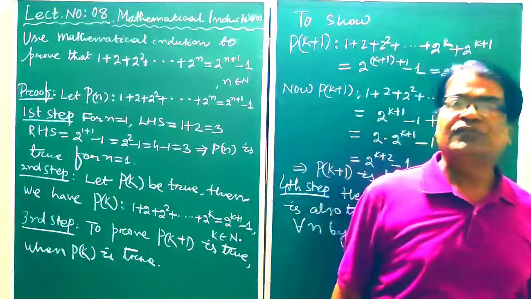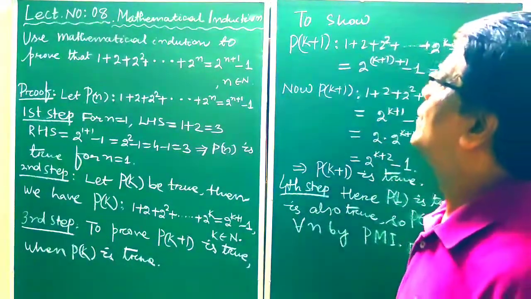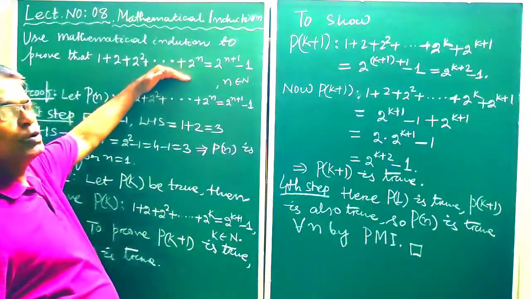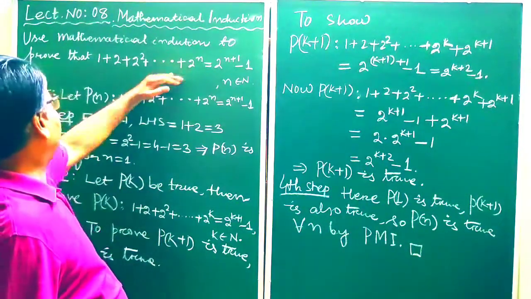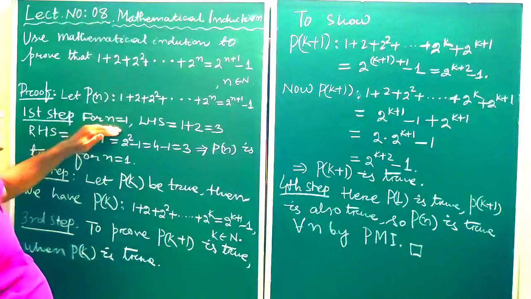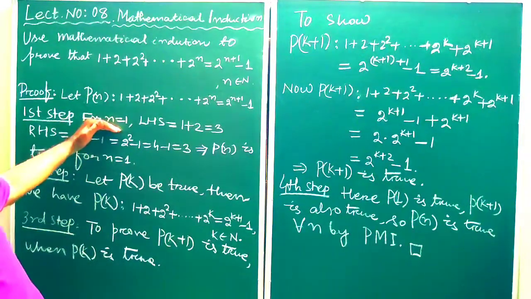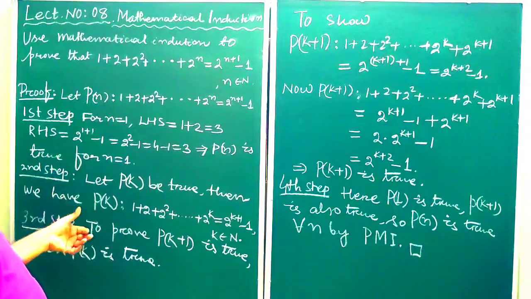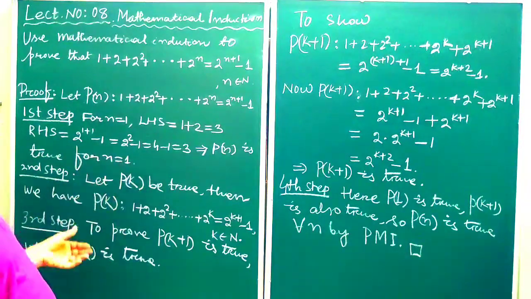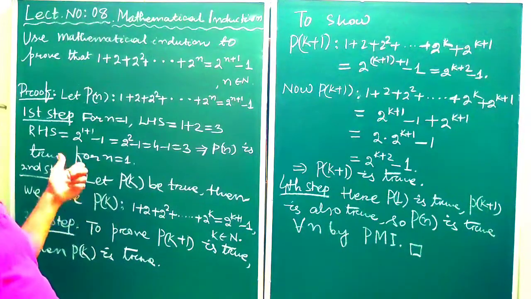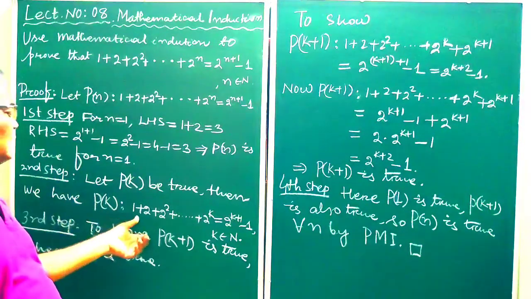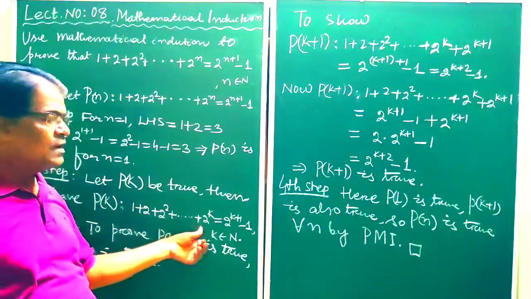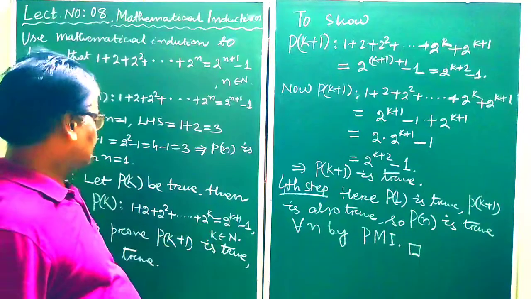So here the question is to prove 1 + 2 + 2² up to 2ⁿ is equal to 2ⁿ⁺¹ − 1. In the first step, we have taken n = 1 and we have shown here left hand side is equal to right hand side. That means P(1) is true. So in the second step, we assume P(k) is true, and that is why we have written P(k) stands for 1 + 2 + 2² up to 2ᵏ is 2ᵏ⁺¹ − 1.